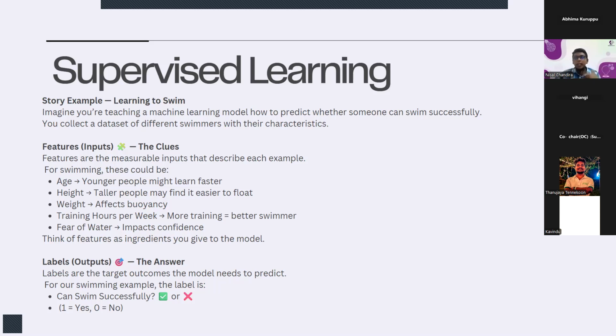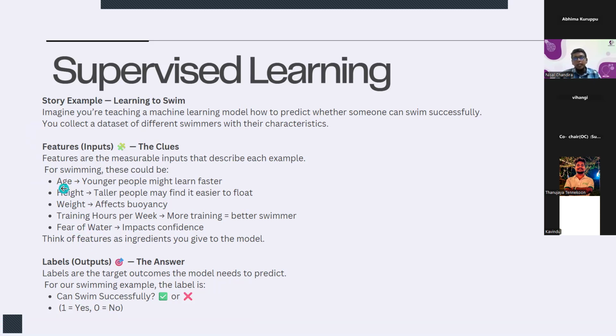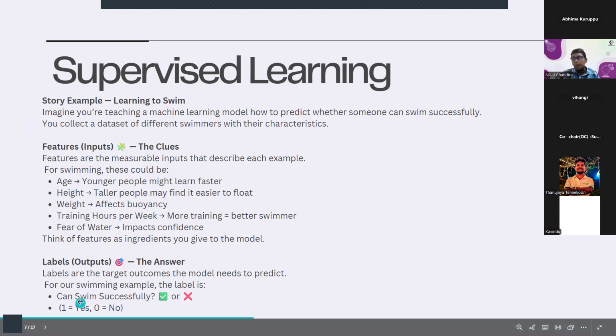Then you have the machine learning model. Then I will say my age, my height, my weight, my training hours per week, my fear of water. From that model, you can predict whether I will be able to swim successfully or not. You can know because you trained it, right? If I give my characteristics, you can input these features to the model, and the model will output whether I am able to swim successfully or not. That is supervised machine learning. That's how supervised machine learning happens.